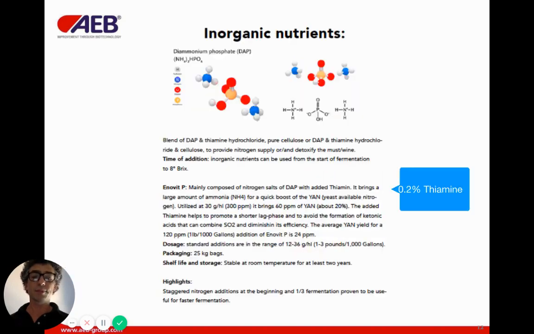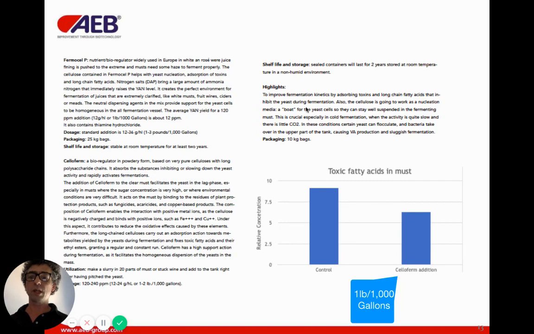So these are three nutrients, but if you really need a strong addition in YAN, you can use straight DAP. This is a product called Innovit P that also has 0.2% thiamine. Innovit P mixed with cellulose is another product called Thermocell P. Cellulose is there as an inert component to give haziness to the juice in the tank. In this way, you'll know that the yeast is well distributed in the fermentation.